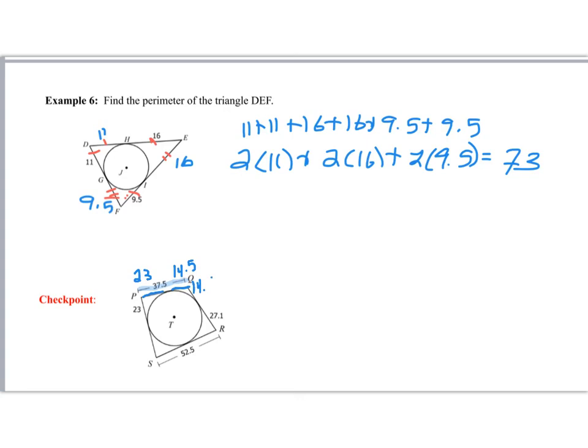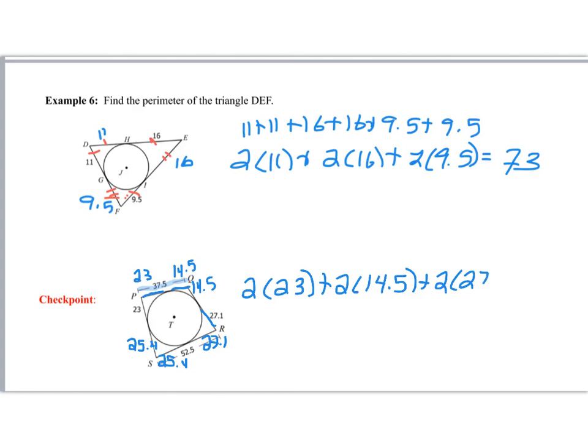So this side is 14.5. This one's 27.1, so this little piece here is 27.1. When I subtract that from 52.5, I get 25.4, so this side is 25.4. Now I can go ahead and just add them all up. So 2 times 23 plus 2 times 14.5 plus 2 times 27.1 plus 2 times 25.4. When you do all that, your answer is 180. All right, next one.